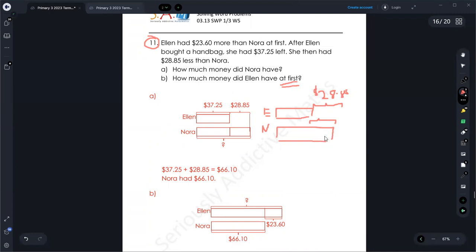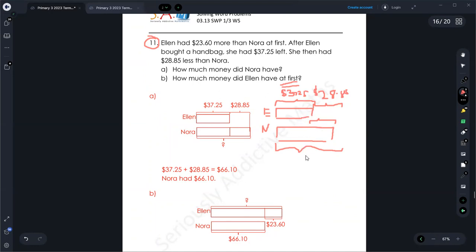Okay, and then what else? And this is after she bought a handbag. So this is what she had left. What Alan had left, $37.25. So can they start answering the question already? Well, A is how much Nora has. So it's basically just this amount plus this amount. Now, depending on how it works, they may want to do another model.